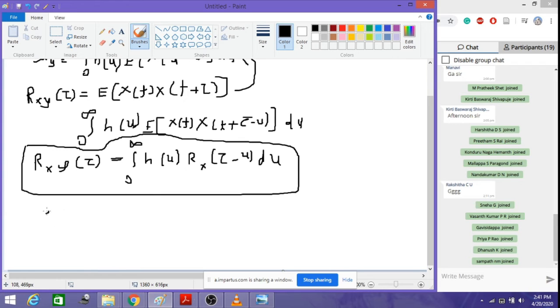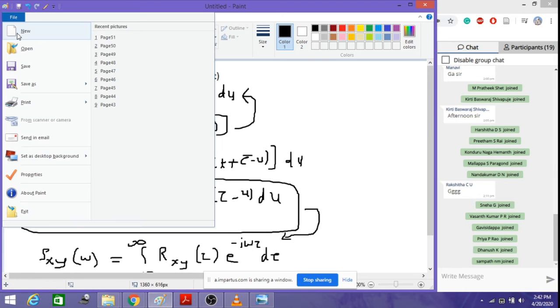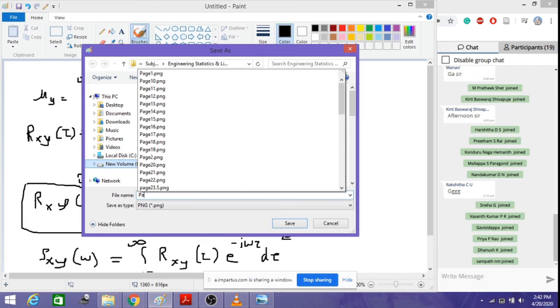So we know the cross spectral density from the previous derivation, that can be written as Sxy of omega is equal to an integral from minus infinity to plus infinity of Rxy of tau into e power minus j omega tau into d tau. Now we are going to substitute this term in this equation, which we'll see on the next page.